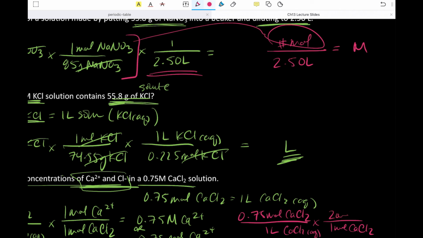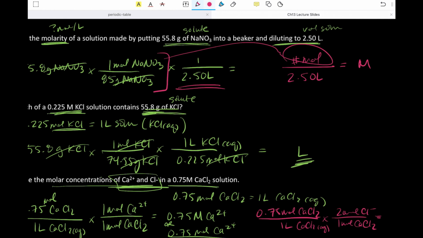Going back to what calcium chloride is made of, it's made of 1 calcium cation and 2 chloride anions, and that is going to give us our concentration of chloride ions. Which means that the concentration of chloride ions is double that of calcium ions. And in total, for every 1 mole of calcium chloride, our solution will be filled with 3 moles worth of ions.